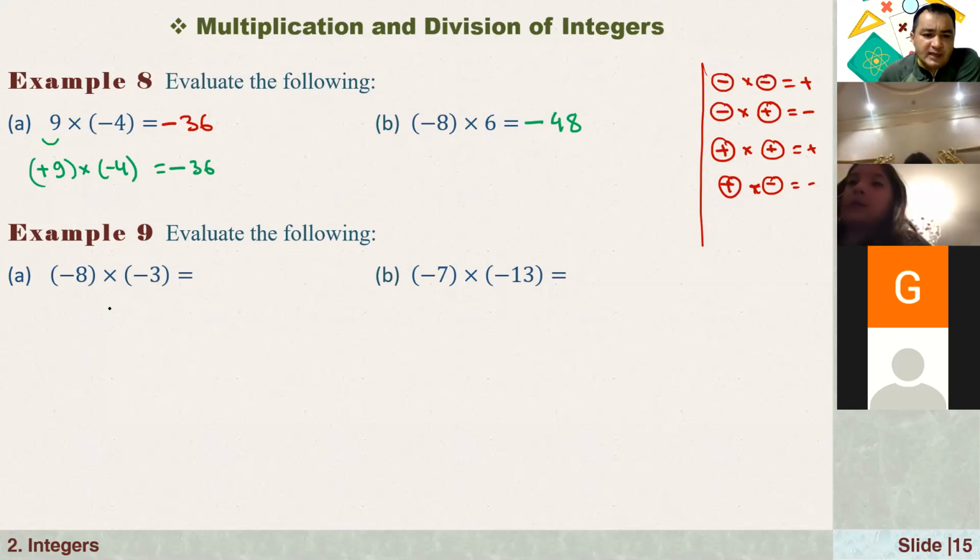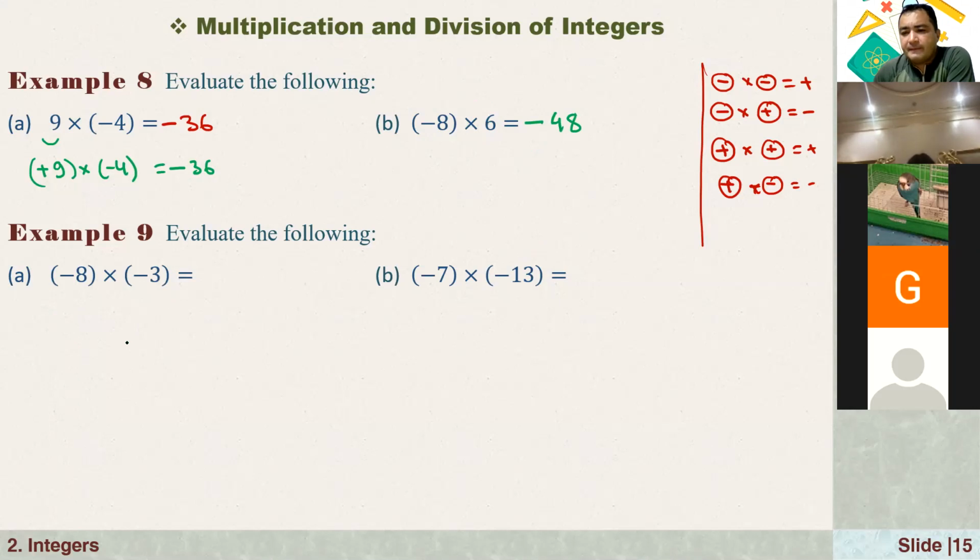Günel, how about negative 8 times negative 3? Negative 24. Is the answer positive or negative? Negative. Why? Here we have negative times negative. What is it? It is positive. Right? Negative number times negative number is positive. So here we have plus 8 times 3 is 24. But if it is plus, we don't have to write plus, because 24 means it is positive 24.